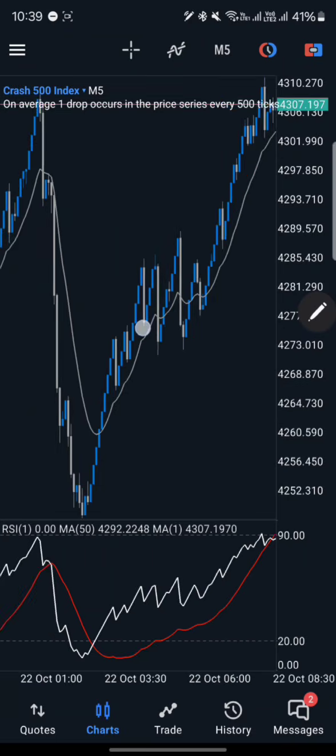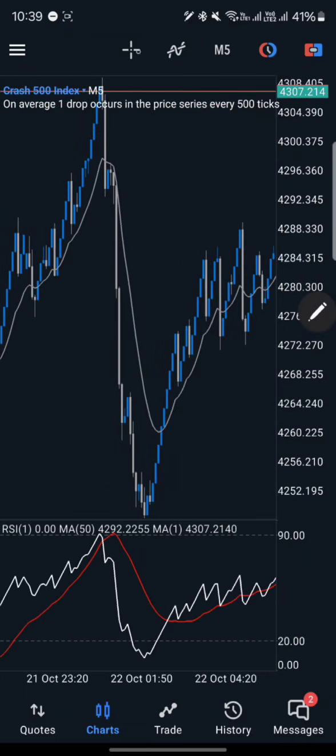For a sell, it's exactly the same. So as we can see, we had a crossover here. What do we do? We wait for a candle closure below the moving average. So there, this candle closed below the moving average. So we'd have entered our trade over here, right? We had a little bit of a pullback and we went all the way down.